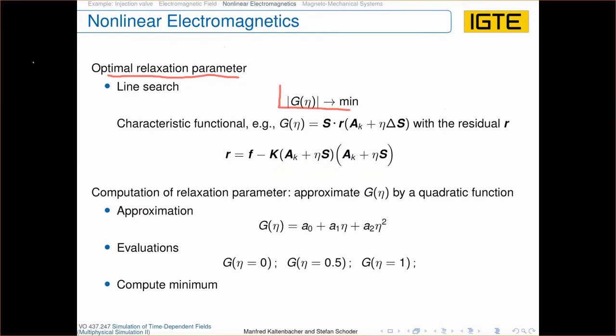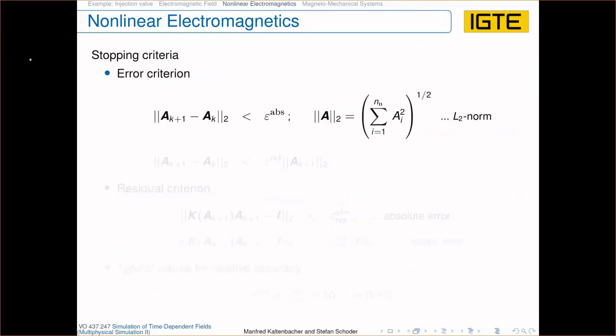Okay, so this is a possibility. There are a lot of other possibilities, but it's a possibility which is quite robust. What we clearly also need are error criteria, because we solve a nonlinear equation, and a nonlinear equation means, well, what is the exact solution? You will get the exact solution, but we should stop our iteration when the error is quite small.